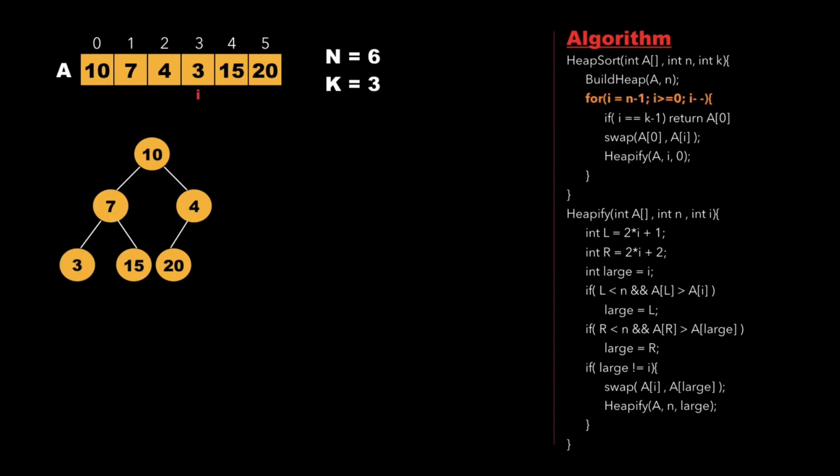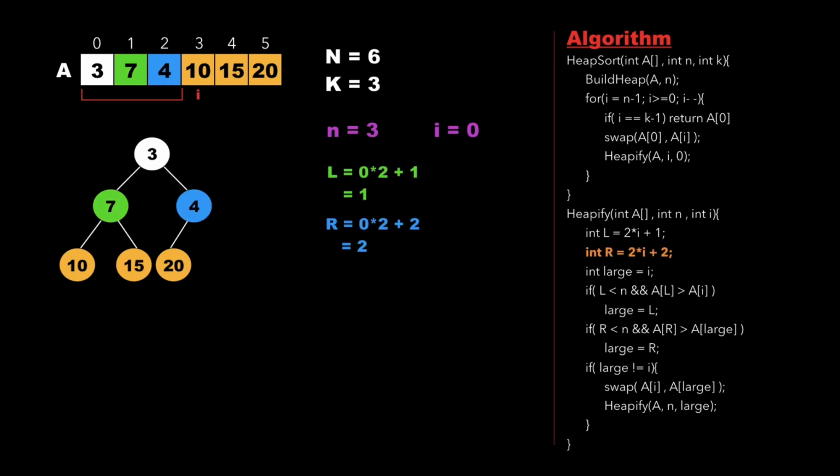Now I points to 3, so again we check whether I is equal to k minus 1, that is 3 is not equal to 2, therefore we swap A of 0 with A of I, that is 10 with 3, and again call heapify function restricting to the first 3 elements, and the value of I is 0. So again we calculate the indexes of left and right child, which are 1 and 2, initialize large to 0, check whether A of L is greater than A of I.